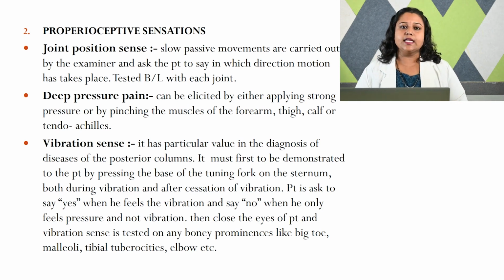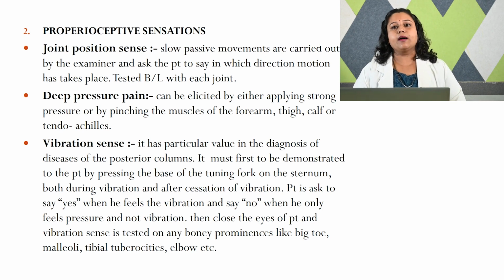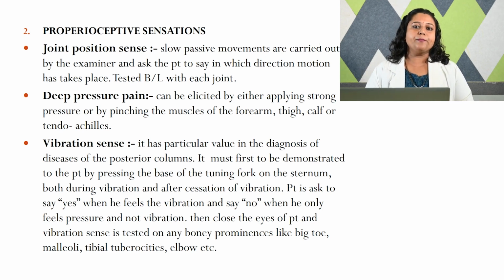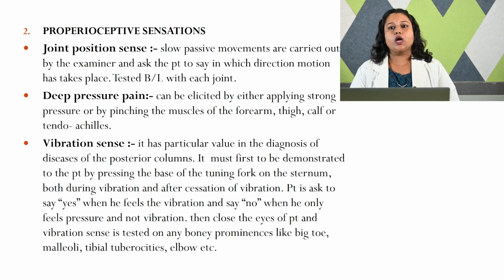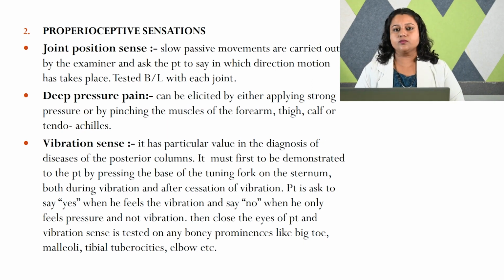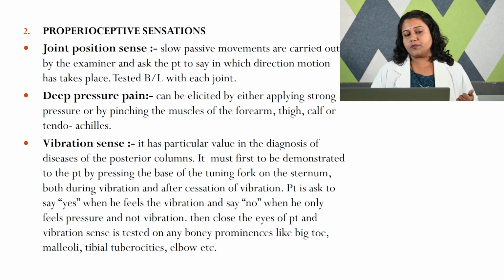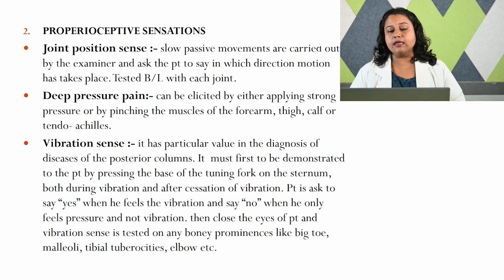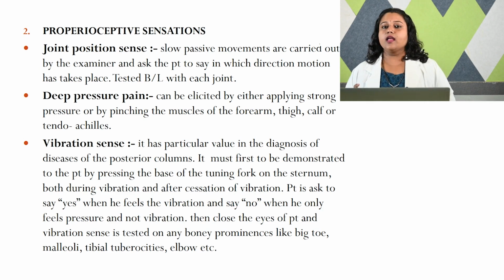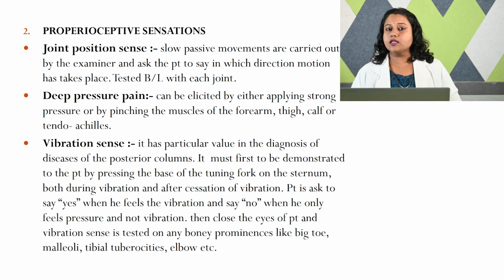The next test is deep pressure pain. It can be elicited either by applying strong pressure or by pinching the muscles of the forearm, thigh, calf or the tendo Achilles. We have seen light pressure in the tactile or exteroceptive sensations. Now deep pressure pain is a function of the proprioceptors. So we pinch the muscle bulk or the tendon, applying deep pressure, and the patient has to say whenever he feels the pressure.